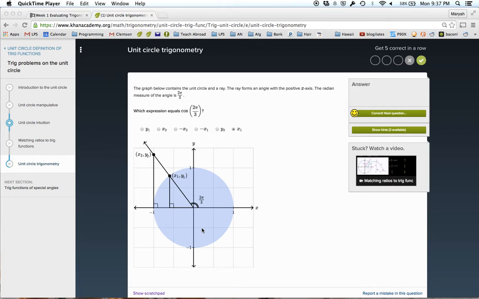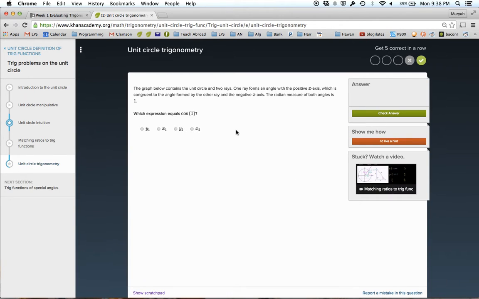So I forgot to record this before I answered it, but they're asking for cosine of 2/3 pi, and they're telling you that this ray is 2/3 pi. So the cosine is going to be our x value of this ray with reference to this circle. So this dot right here is going to be our coordinate that we want, and we want the x value, so that's going to be x1. So I selected x1 and I went ahead and clicked correct. Let's go to the next question.